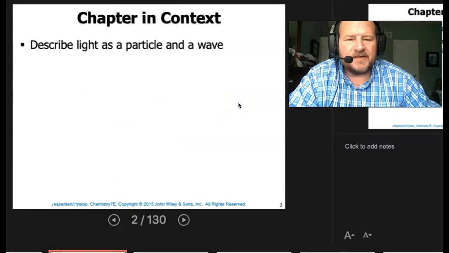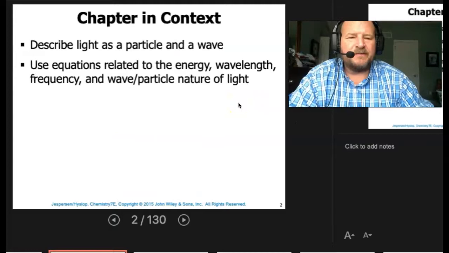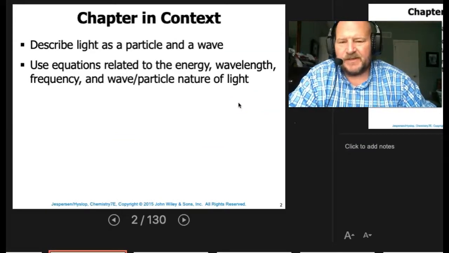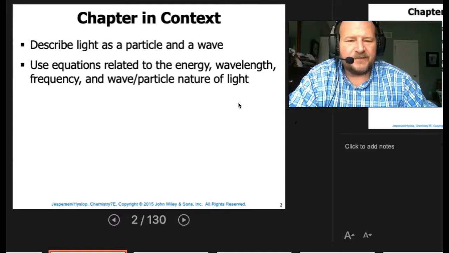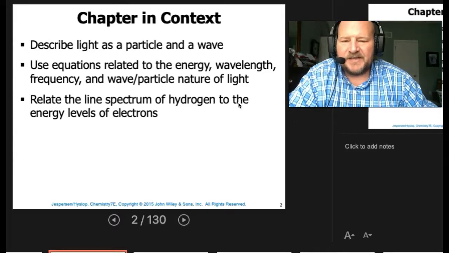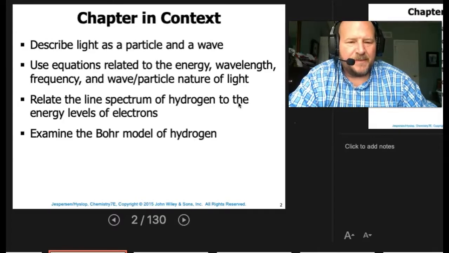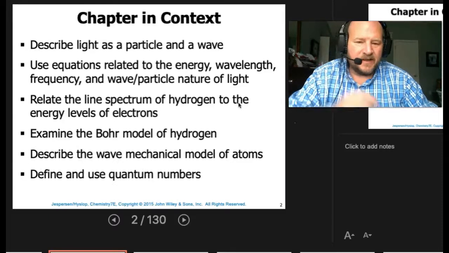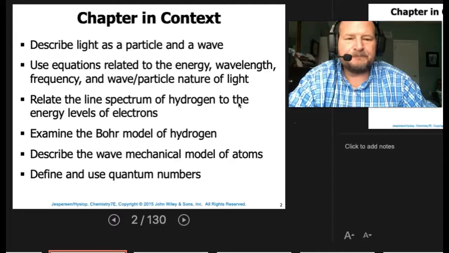Alright, so chapter in context, we're going to describe light as a particle and a wave. We're going to look at some equations that relate energy to wavelength to frequency, and of course we'll discuss the wave-particle nature of light. We'll relate the line spectrum of hydrogen to energy levels of electrons. So it means we're going to be examining the Bohr model of hydrogen. We'll look at the wave mechanical models of atoms, and we'll define and use quantum numbers.